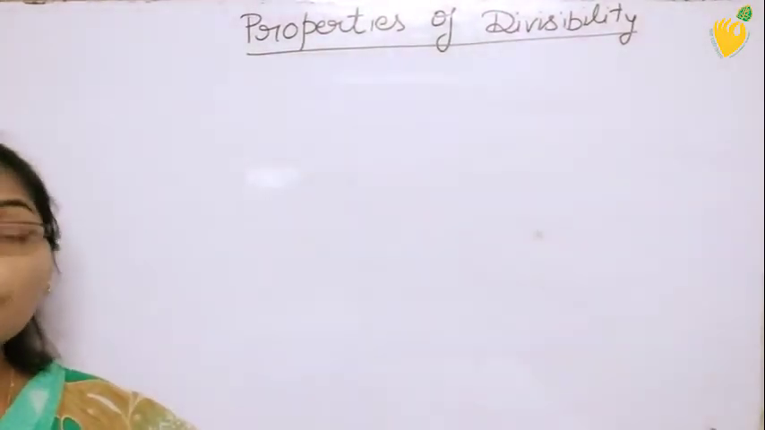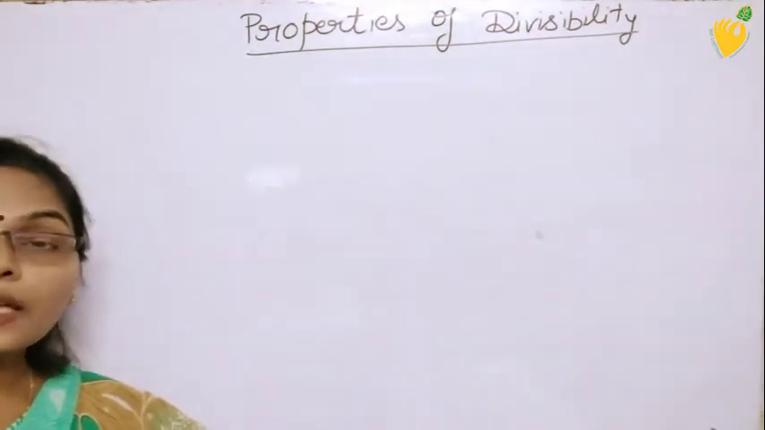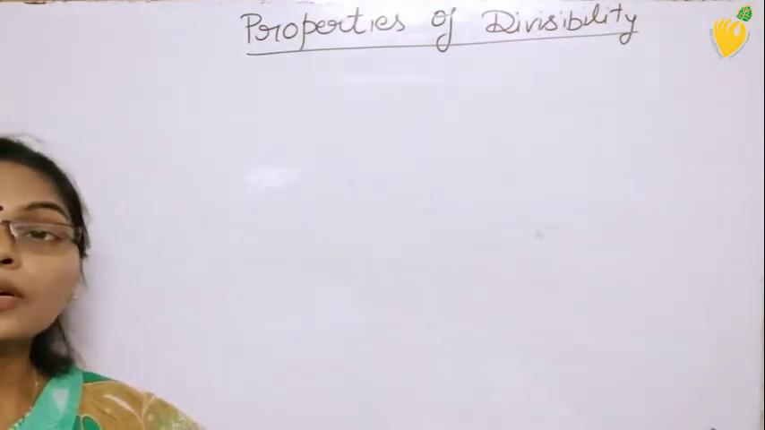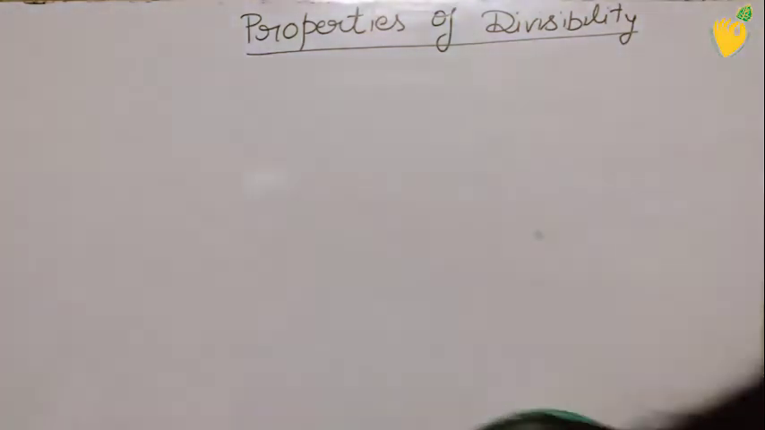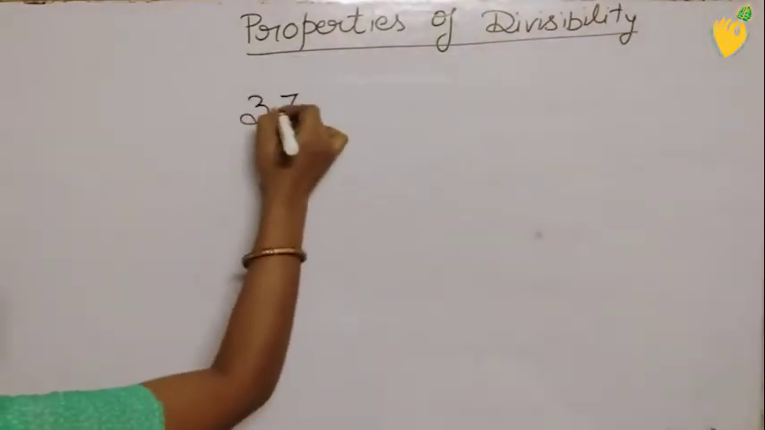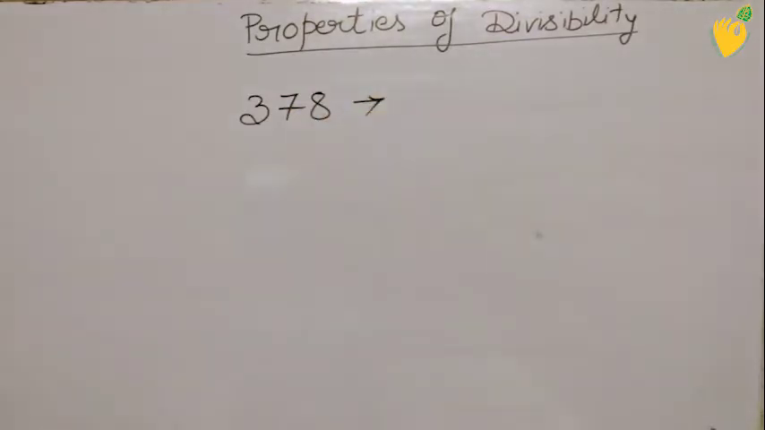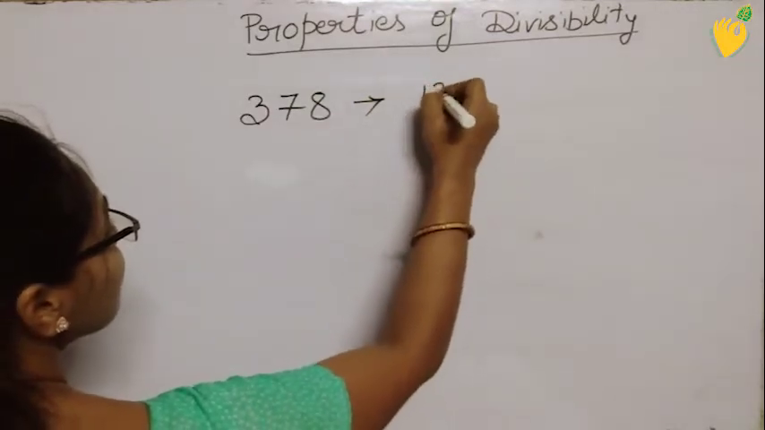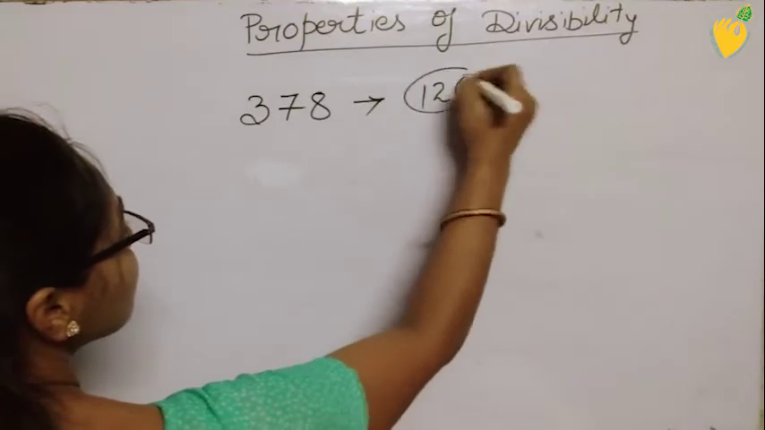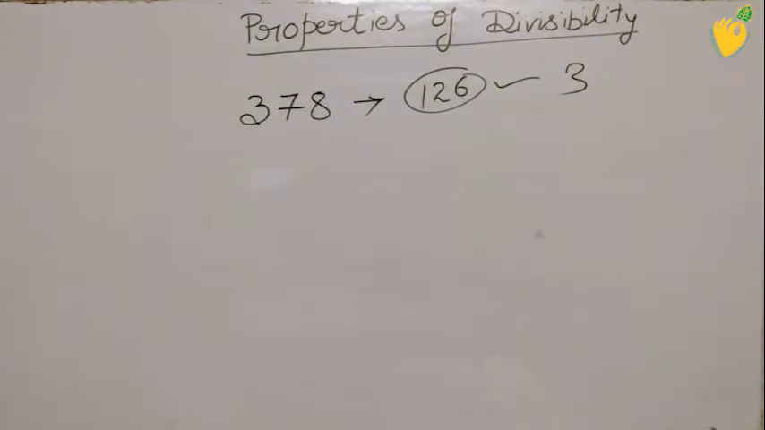Now the next property is, students, if any number is divisible by two co-prime numbers, then it will be divisible by the product of those two co-prime numbers. See how, students, if we take one example, 378. It is divisible by 3. 3 ones are 3, 3 twos are 6, 3 sixes are 18. Yes, it is divisible by 3 because by dividing it by 3 we get this.